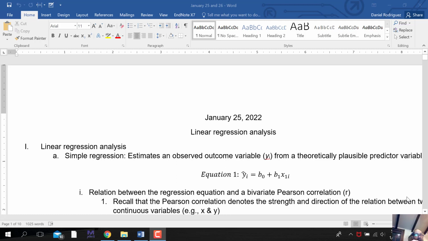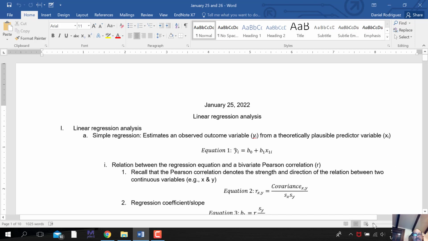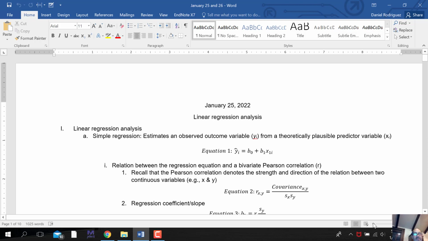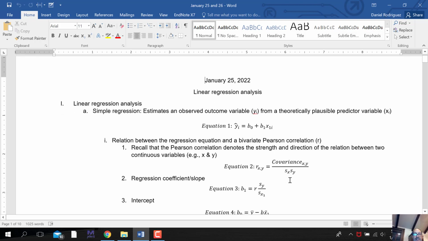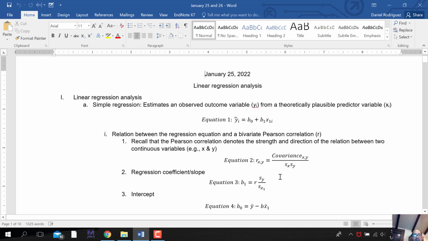So let's talk about linear regression analysis. If you recall from your prior instruction, probably in Stats 1, if you took it with me, or if you took it, whether it's undergrad or grad, we talked about linear regression analysis. If you took it from somebody else, I'm sure they talked about it as well. Linear regression can be divided into two types. There's one that is simple and the other is multiple, but one is just an extension of the other.